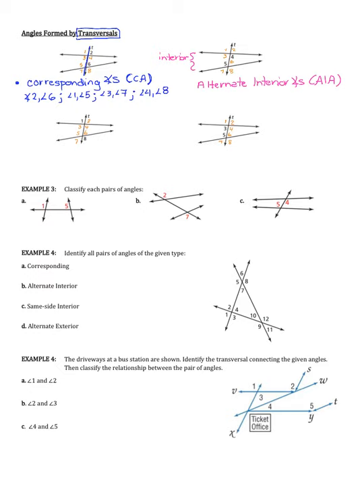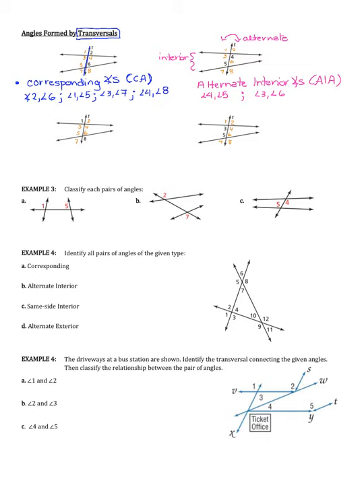And then alternating means that you are on alternating sides of the transversal. So notice that in the black we have angle 4 and angle 5. They are both interior to the two lines, but they are on alternate sides of the transversal, because there's always going to be those two relationships. So angle 4 and angle 5 are alternate interior angles. And we have one more pair. Notice that angle 3 and angle 6 are also interior but on alternate sides.